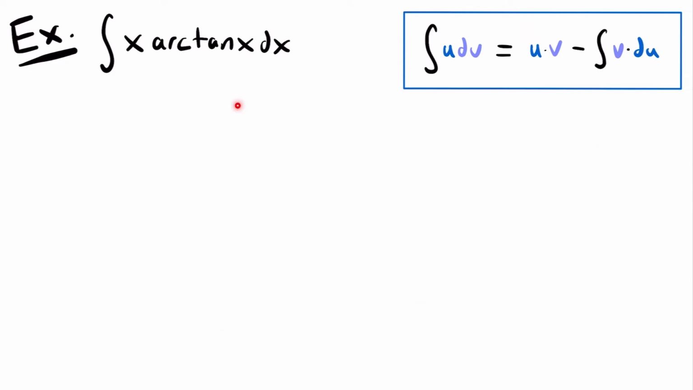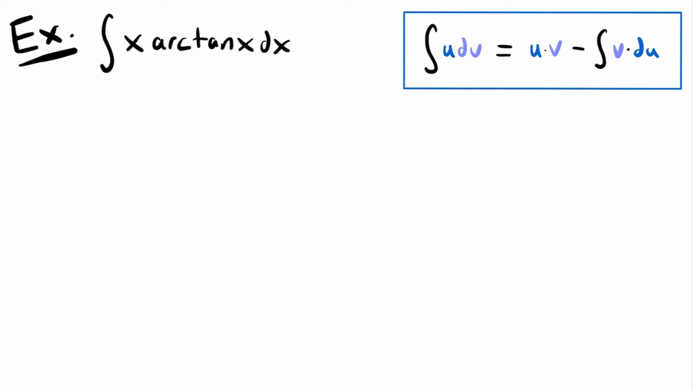All right, so here's our next example. We have the integral of x times arctangent x dx. And the arctangent function is just the inverse tangent function, in case you're not familiar with that notation. All right, and so we're going to need to use integration by parts to solve this integral. And so we need to determine a u and a dv from our integral.